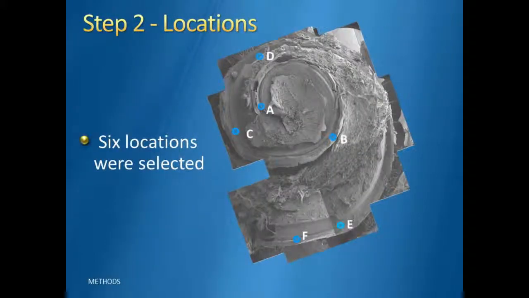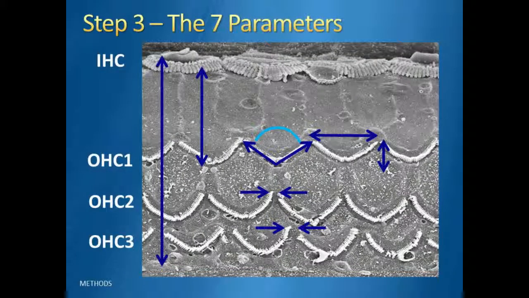So the next step was looking at 6 different locations around the cochlea to further analyze some of those parameters that I discussed. These are the 7 parameters that we analyzed. We did multiple measurements of each at each of those 6 locations, and we found trends in 4 of these that match the trends that we have well documented in terrestrial mammals.